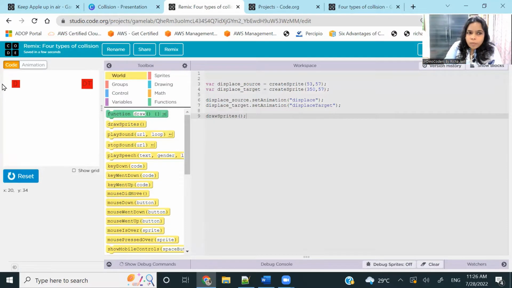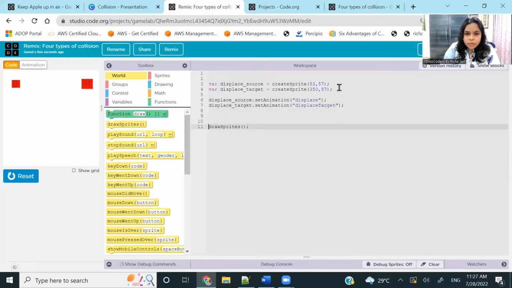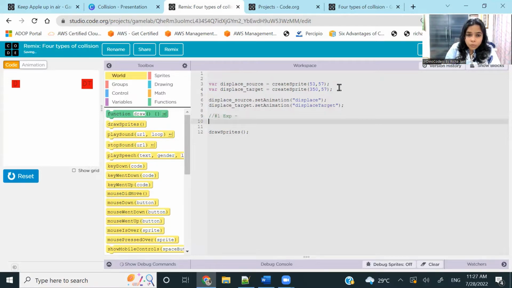Okay, so they come up nicely. There is one displace source sprite, and this is going to be my target sprite. So what will I do in this case? First experiment. What will be my first experiment? Let's put this up as number one experiment. In this number one experiment, I will keep the velocity of the target as 0.